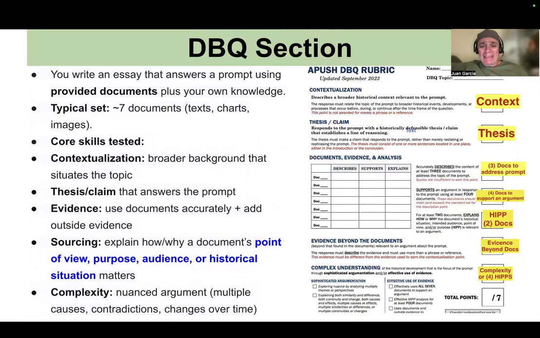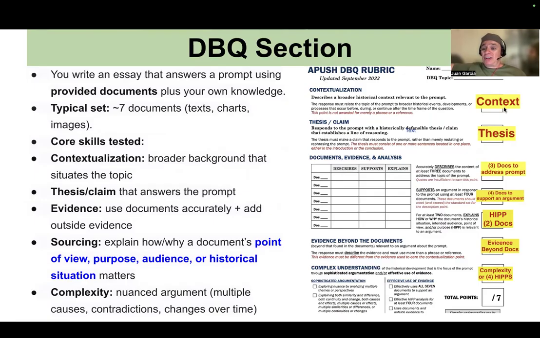DBQ, the next section: you write an essay that answers a prompt using provided documents, plus your own knowledge. Typically, you have 7 documents, including text, charts, and images. These documents are organized in chronological order. The core skills they're going to test are contextualization, thesis, evidence, sourcing, and complexity. These skills are based on the rubric. I put a copy of the rubric over here, and you can pause if you want to read in more detail, but I made it simple for you.